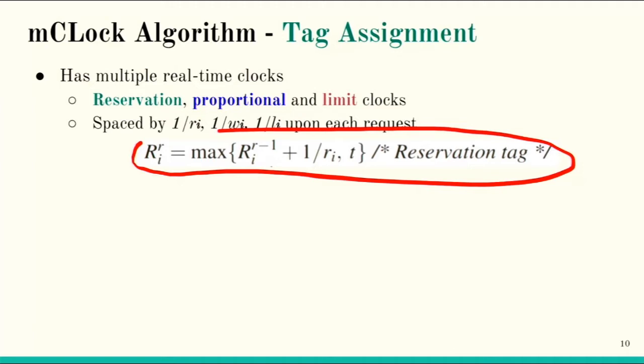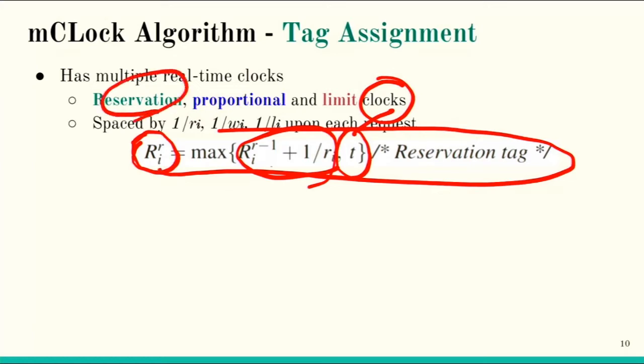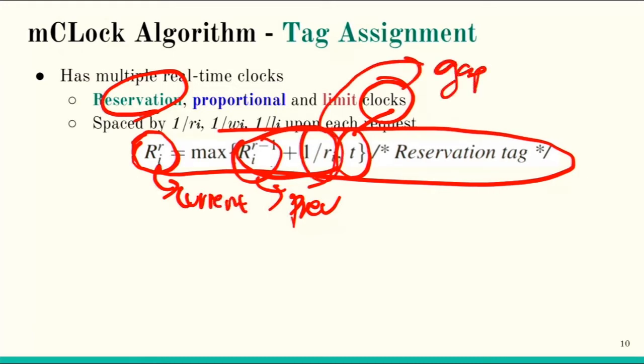The formula is: for the current request, we take the maximum of the first term and the current time of the reservation clock, because this is for the reservation tag. This is the previous one, this is the current one, and this is the gap, or spacing interval.